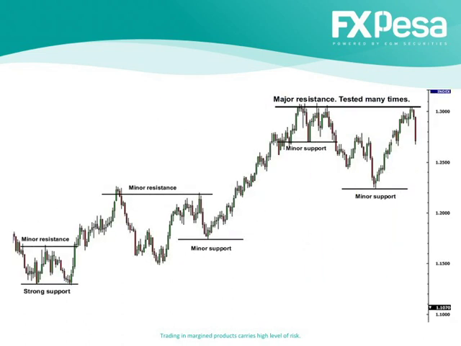As seen on this chart, we have different types of resistance and support levels. We have minor resistance and we have minor support. What this means is, when a resistance level is tested so many times, that makes it a major resistance. And when a support level has been tested so many times, it makes it a strong support, as seen on the chart.